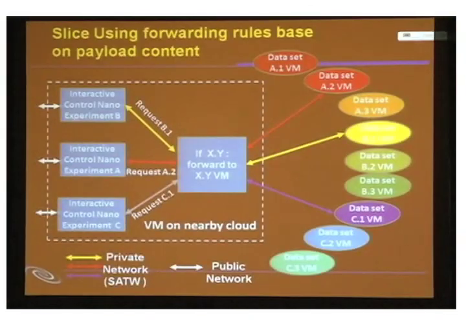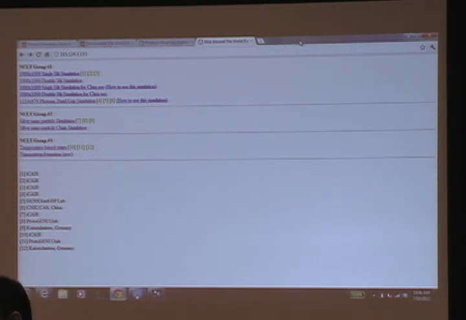Okay. Let me explain a little bit. What we have done is slice using forwarding rules based on the payload content. Right now OpenFlow is matching the header. This actually looks at the payload, and depending on the content of the payload, we send the request to different VMs around the world. Content distribution network. Joe just gave it a name. It's a content distribution network.